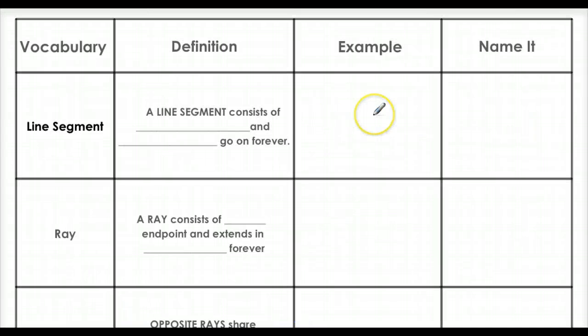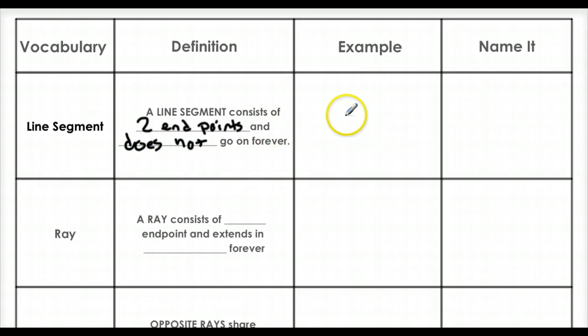All right, final 3 definitions for you guys to know. These are the basics of geometry for us to start talking in geometry language. Now, a line segment consists of 2 endpoints, okay? It's a line with 2 endpoints, and it does not go on forever. So it's different, it's not like a regular line that goes on forever. It actually has a definite length, all right? So it starts here and it ends here.